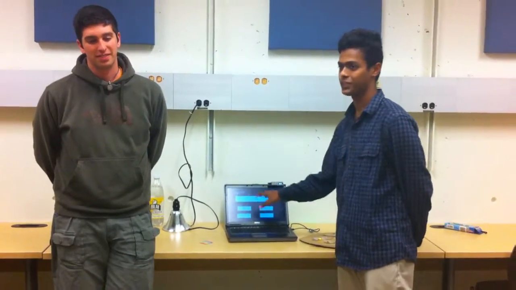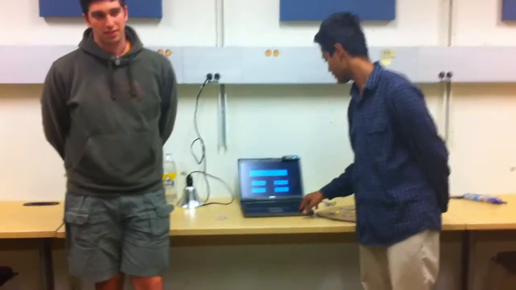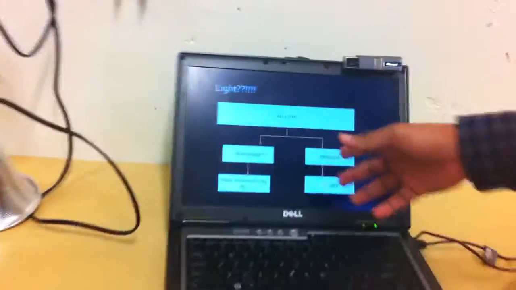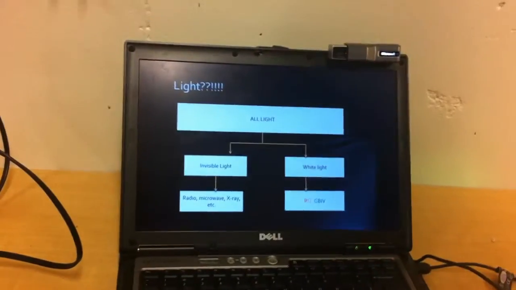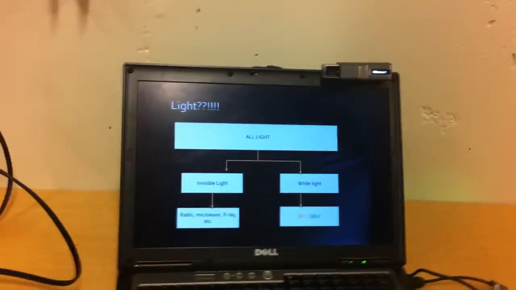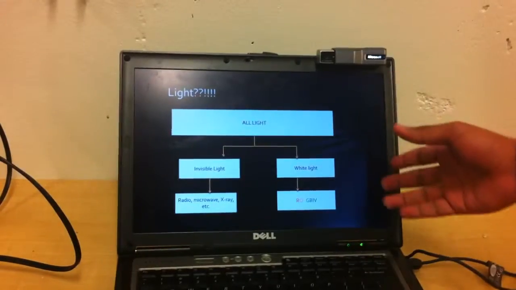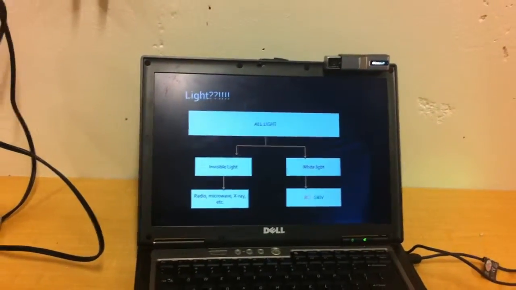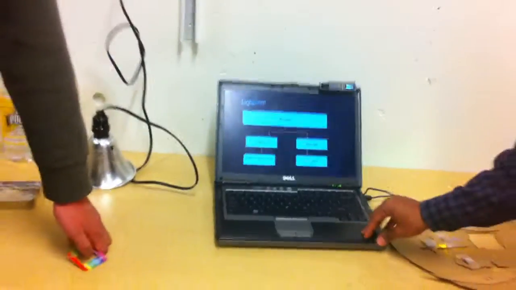This is all the light, and it can be divided into two groups. First is the invisible light that you can't see, which consists of radio waves, microwaves, X-rays, etc. And then there's the visible light, which you're familiar with, that you see in the rainbow, light coming out of the bulb.